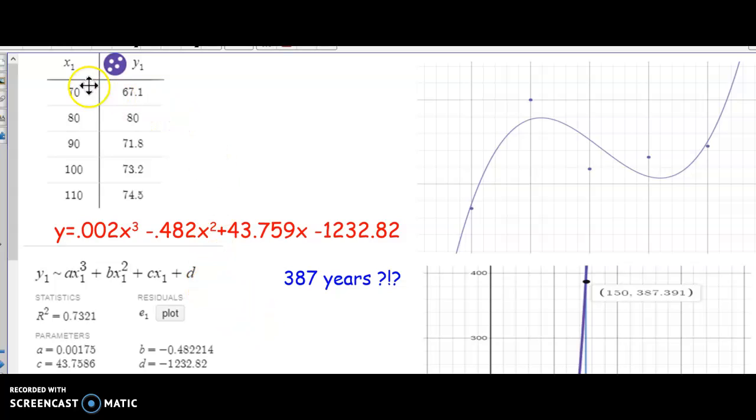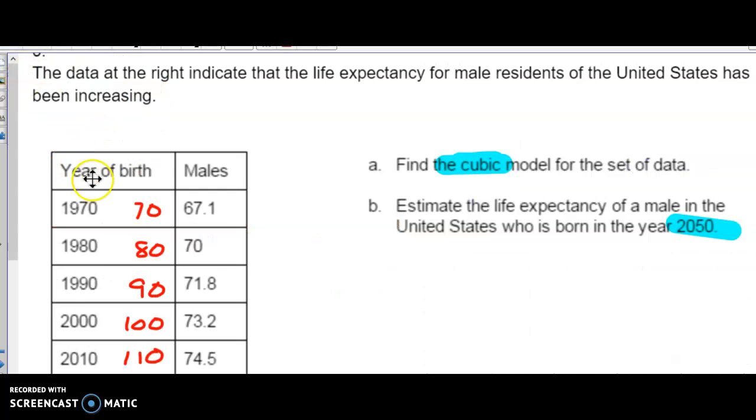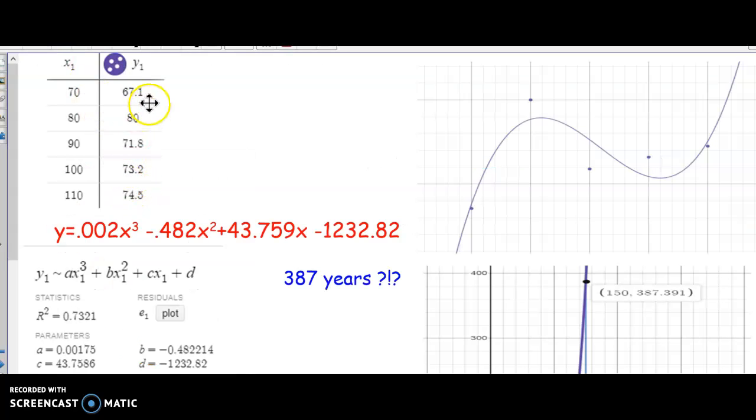Okay, picking up where we left off, I've plugged this in for my x sub 1. Now let's go back and look real quick. I left off the 1900 and I just did 70, 80. So these are the years since 1970, so that would be 70, 80. So in doing those, I kept all of my y values the same.